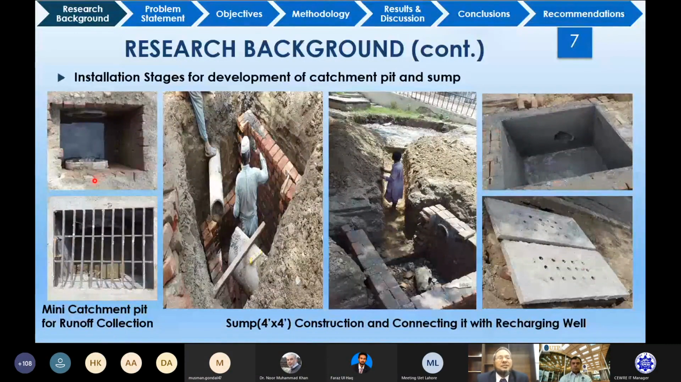This is the construction process of the mini catchment pit and the runoff collection. So this is one sewer line, and this is another. It also acts as a manhole, and the silt can deposit inside, and this is its covering. This is how the construction process went on, and this is the final shape of the catch pits.